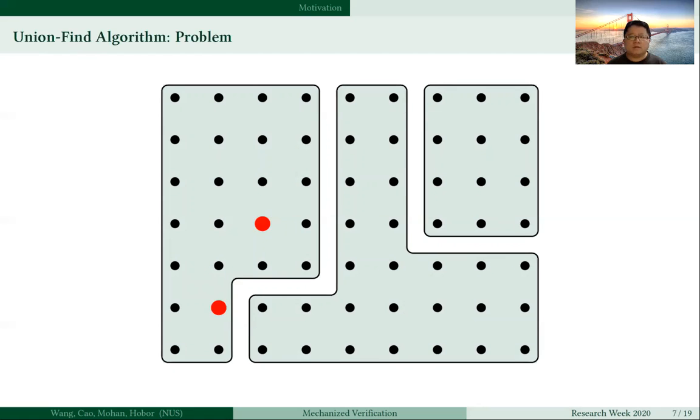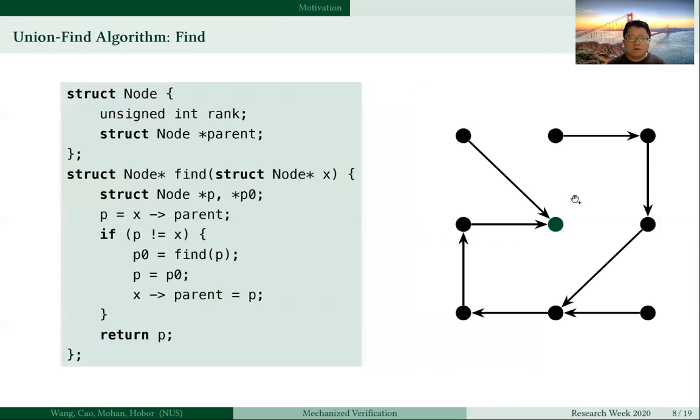Computer scientists invented a very sophisticated data structure and algorithm about this. As we can see, the major function in the union-find algorithm is the find. The elements are encoded as structured nodes. Each node represents one element. The node contains a pointer parent to other nodes.